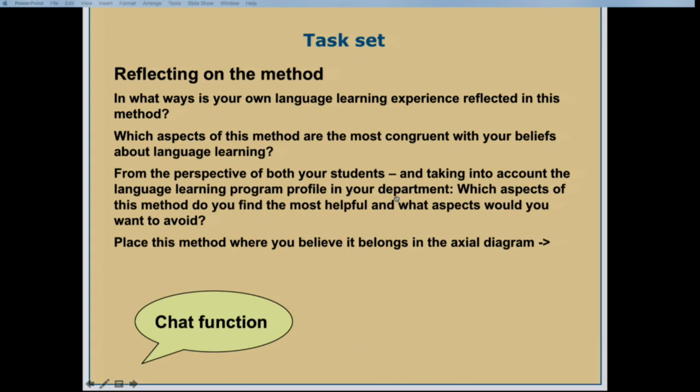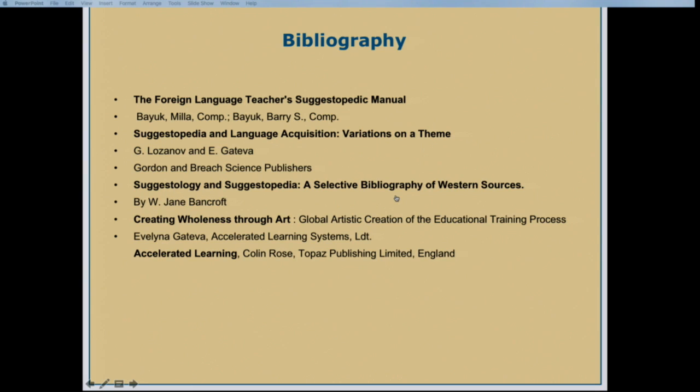So it's just an example of one method. Then we go back and click on the task set. Reflecting on the methods, we'll have some questions there. We actually want to add some sort of on-campus chat function, so that GSIs on campus could chat about this, and then we have the bibliography. Thank you very much.